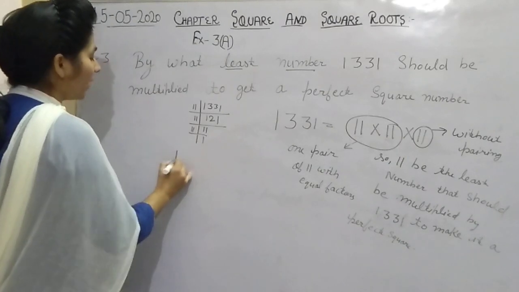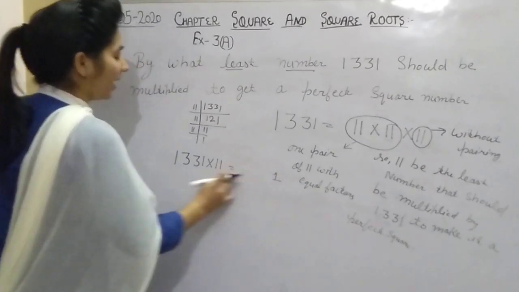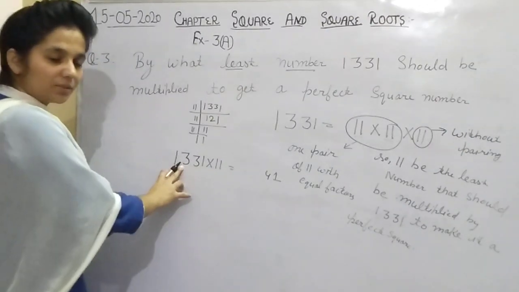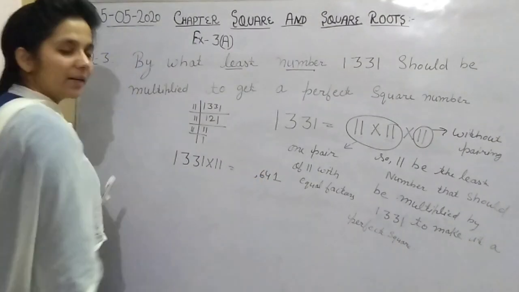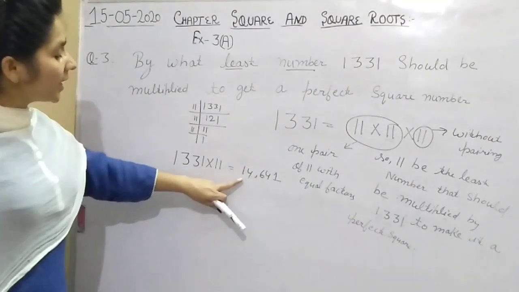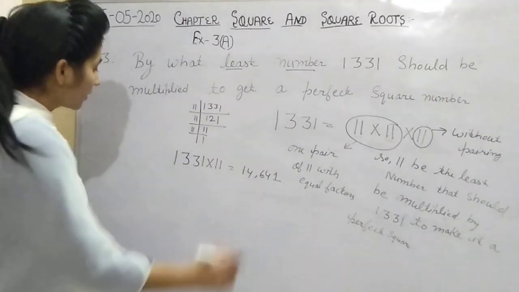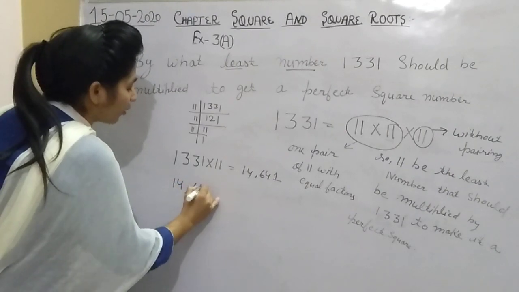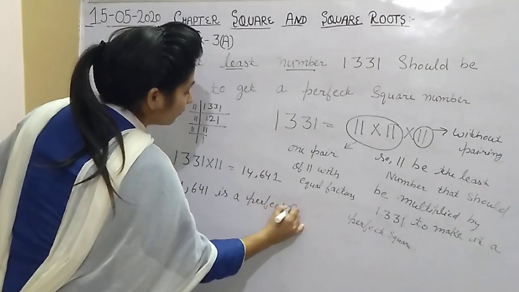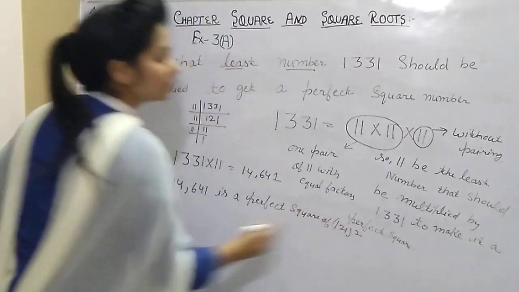So we will multiply 1331 by 11. 11 times 1 is 11, 11 times 3 is 33, 1 carry 4, 11 times 3 is 33 and 3 is 36, 11 times 1 is 11 and 3 is 14. So the required number is 14,641, and 14,641 is a perfect square of 121 square.